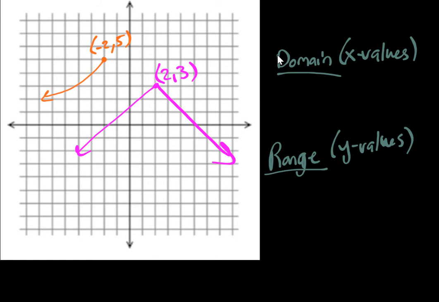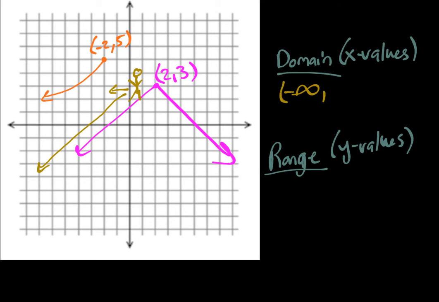One way to think about this: imagine you're a person standing on this graph. If I started walking to the left, how far could I walk? This person could walk and walk and walk, all the way to negative infinity, meaning he would never stop walking, because there's no place at which that graph stops. So the domain goes to negative infinity.